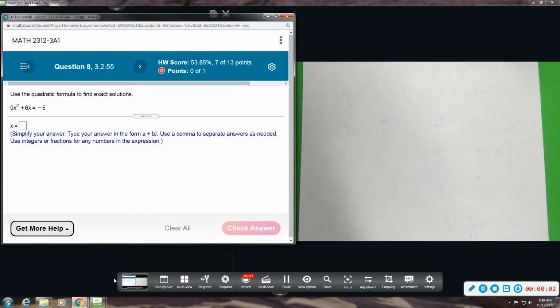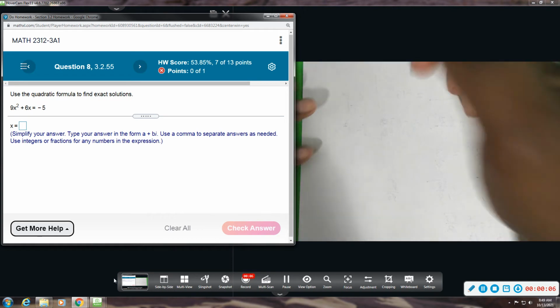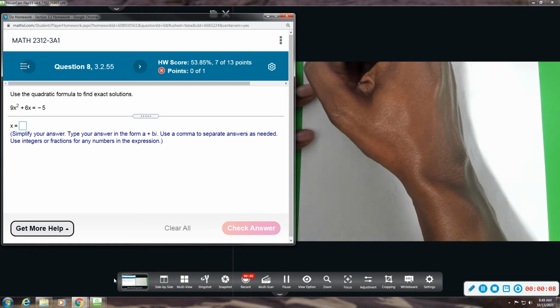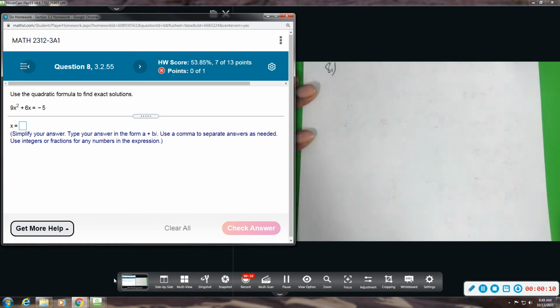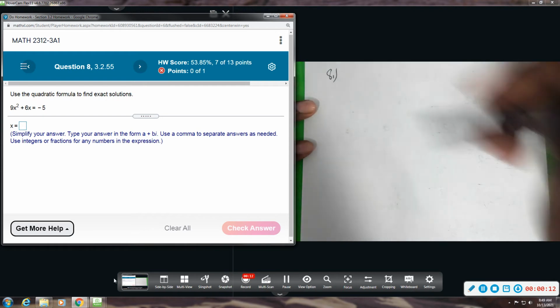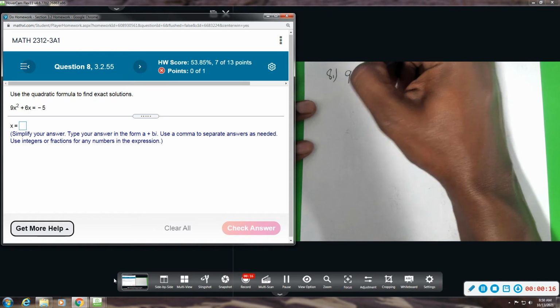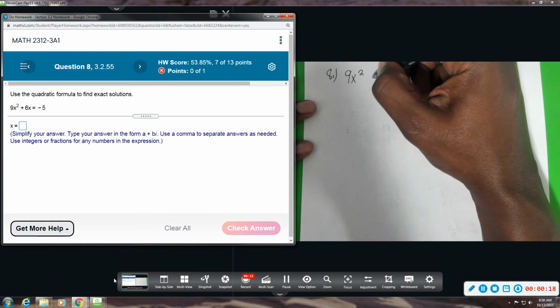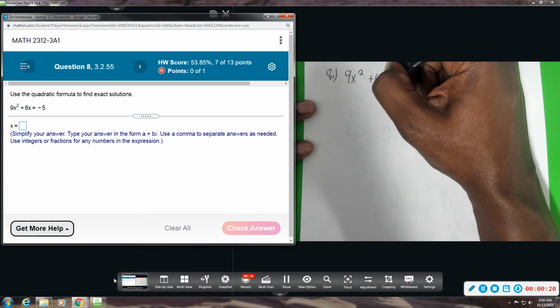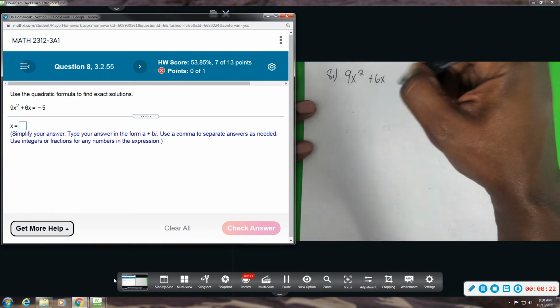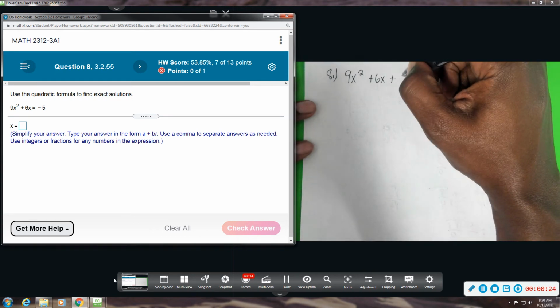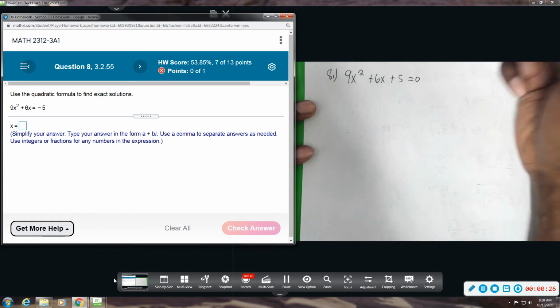Okay, number 8, we want to use the quadratic formula to find the exact solutions. All right, so again, I'm going to set this equal to 0 first. So we got 9x squared plus 6x. I'm going to move the 5 over, so it's going to be a positive 5 equals 0.